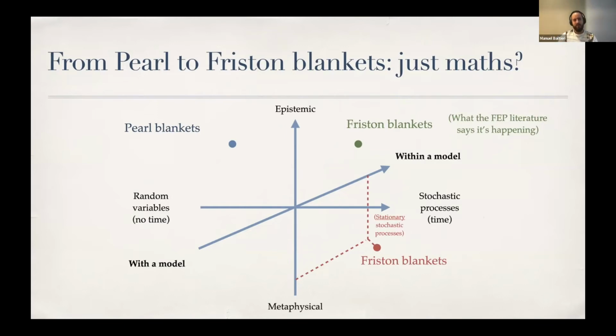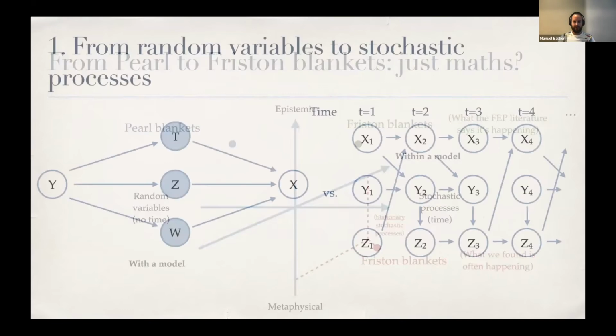And I would say that they are pushing quite into the metaphysical realm, not always, but more often than not. And I would say that they make this big change between with and within the model, which is the thing that actually got us to make a big point about this in the paper. And you also see in the title, inference with or within a model. Okay, so starting from random variables or stochastic processes.